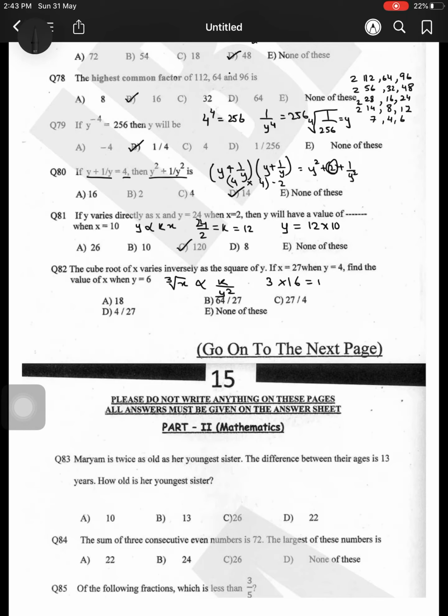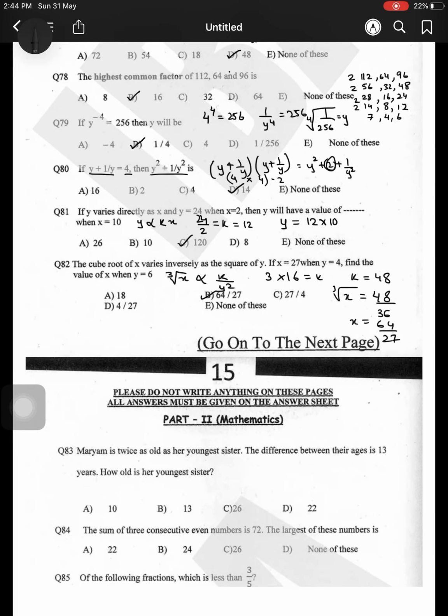3 multiplied by 4, 4 is 16, is equal to k, which gives us k as 48. Now he's saying find out the value of x when k is 48 and x and y is 6, 6, 36. X is going to be 64 upon 27, which is B.